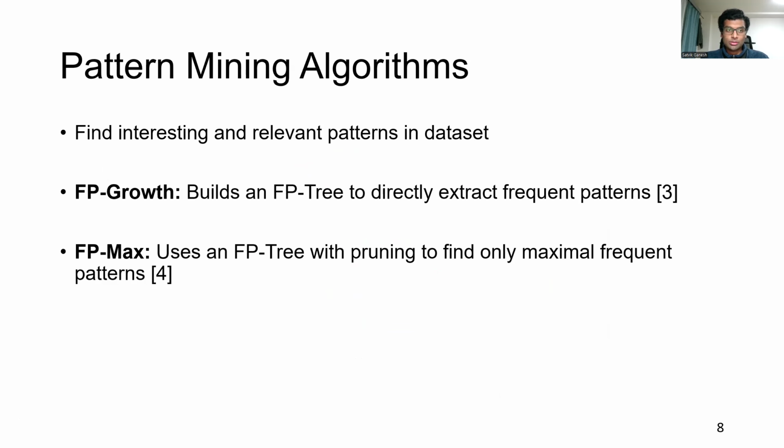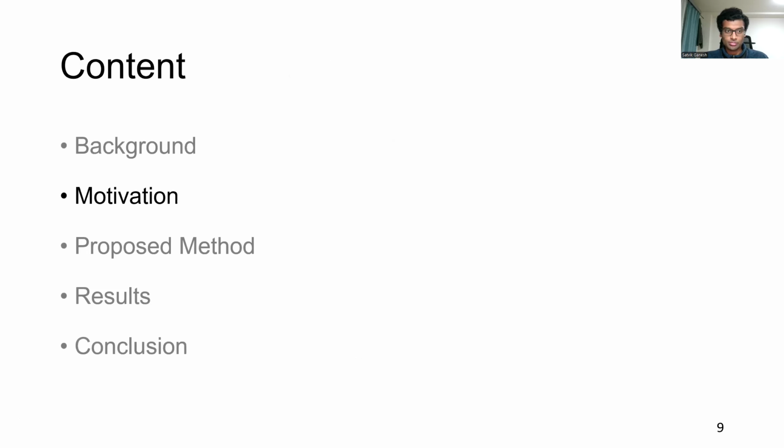Next, I'd like to talk about pattern mining algorithms. They find interesting and relevant patterns in the dataset. Now I'll discuss two pattern mining algorithms, FP growth and FP max. FP growth compresses the dataset into an FP tree to directly extract frequent patterns. FP max, a variant of FP growth, uses the FP tree with pruning to find only maximum frequent patterns.